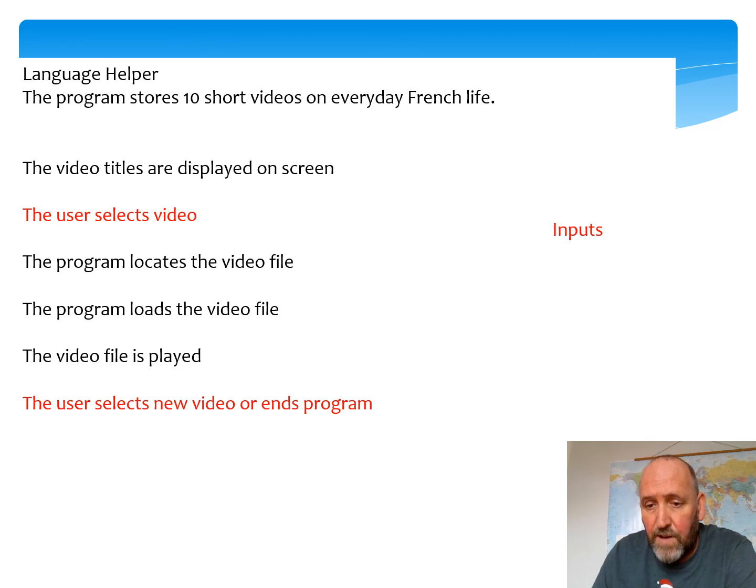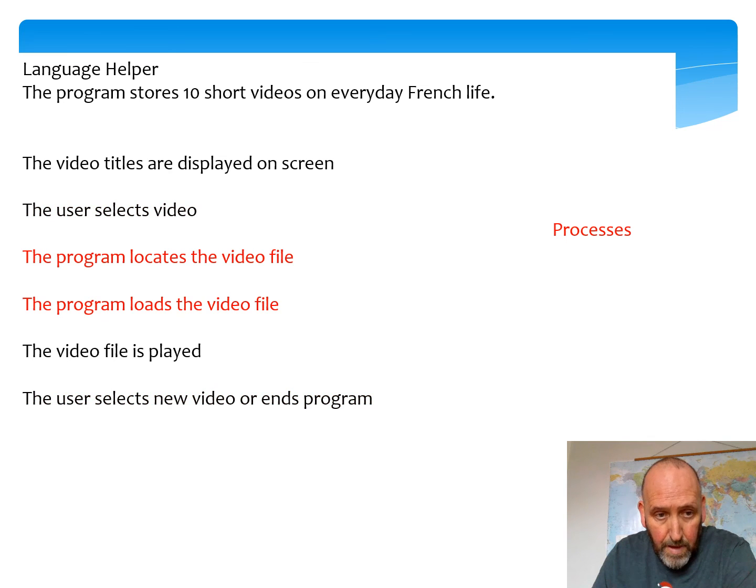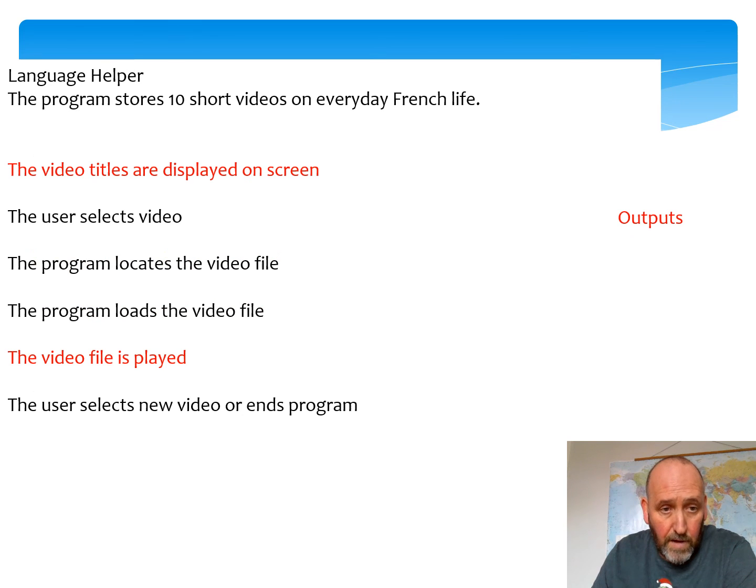We now have to identify the processes. Pause the video and identify the processes. Yep, the processes are the program locates the video file, the program loads the video file, which leaves us the outputs. Pause the video, identify the outputs. Now, of course, they would be the video titles are displayed on screen, the video file is played.